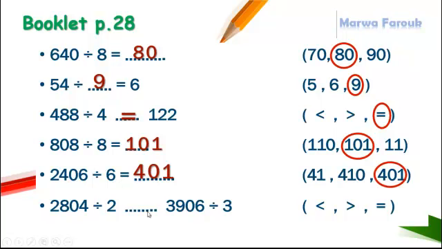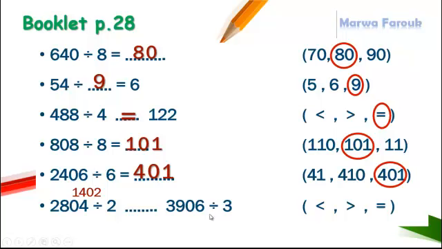The last one, I have to compare between these two sides. 2804 divided by 2. Starting from the left, 2 divided by 2 equal 1. 8 divided by 2 equal 4. 0 divided by 2, 0, and 4 divided by 2, 2. So we got 1402.